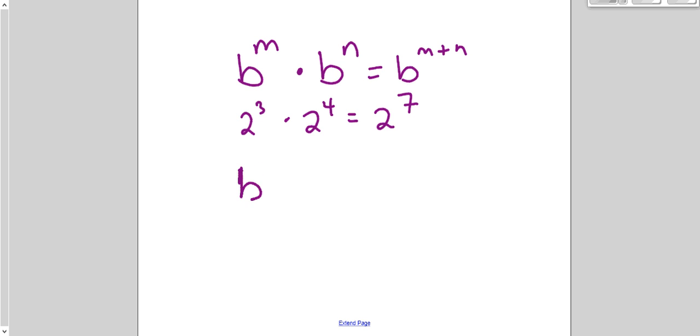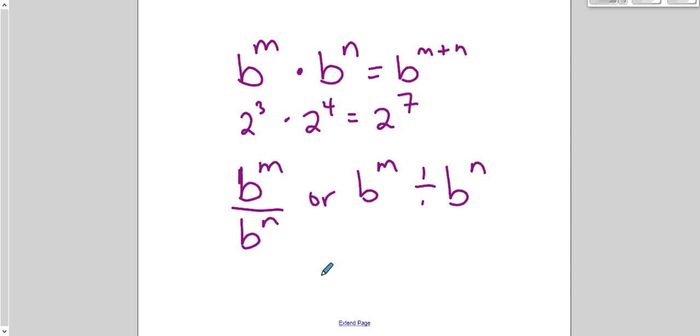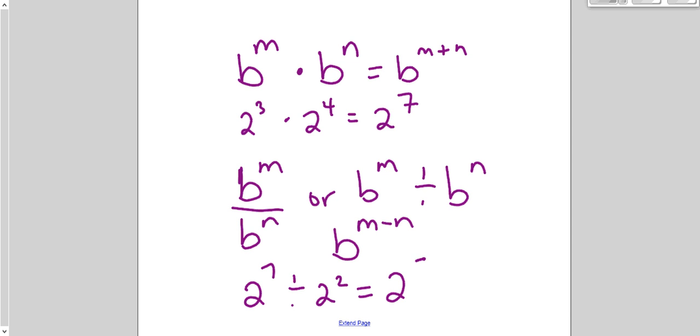When we're dividing, so we have our base to our exponent, division can look like this, or division can look like this. It doesn't matter. It's the same thing. You're going to take your base, keep it the same, but you're going to subtract your exponents. So in this case, let's say we had 2 to the 7th divided by 2 squared, then that would be 2 to the 5th, because 7 minus 2 is 5.